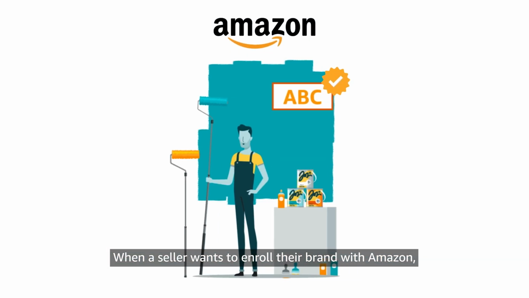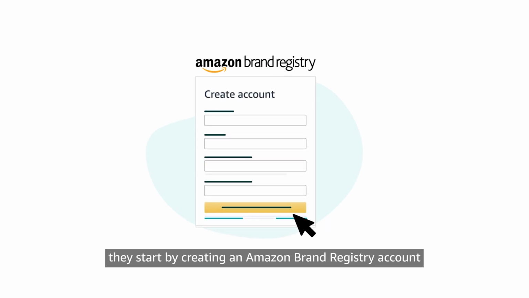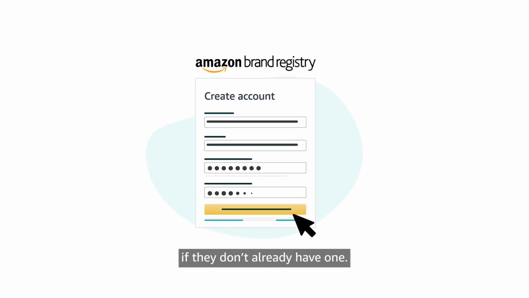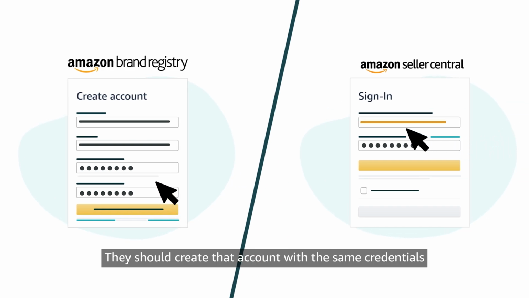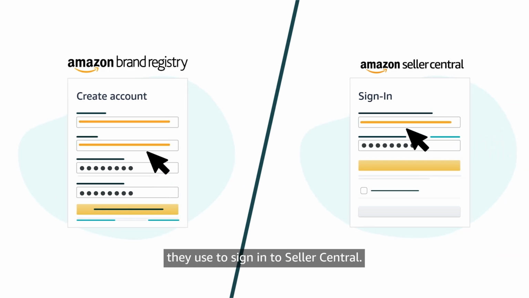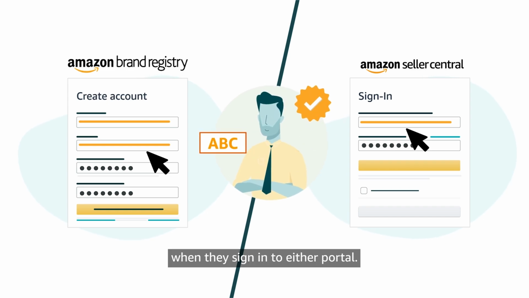When a seller wants to enroll their brand with Amazon, they start by creating an Amazon Brand Registry account if they don't already have one. They should create that account with the same credentials they use to sign in to Seller Central. That ensures they'll have full access for the brand when they sign in to either portal.